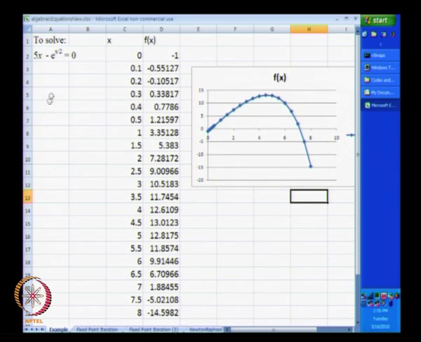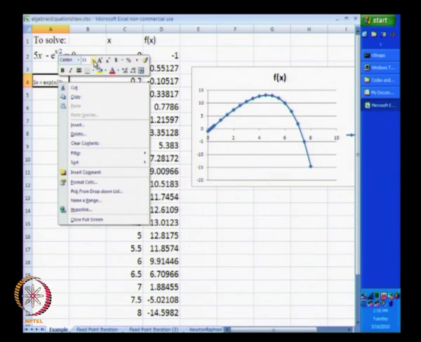So now, as we had said before, this particular equation can be written as 5x equal to exponential of x by 2. I will just increase the font.